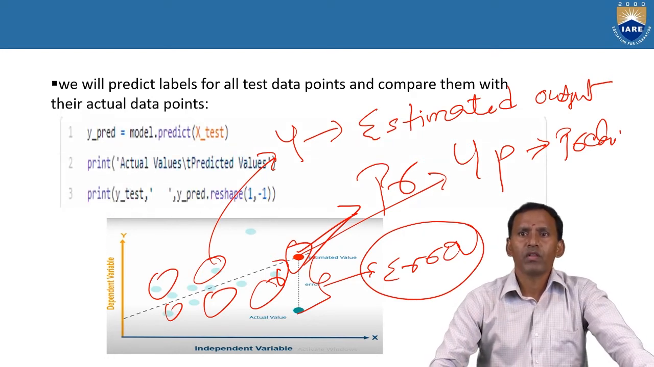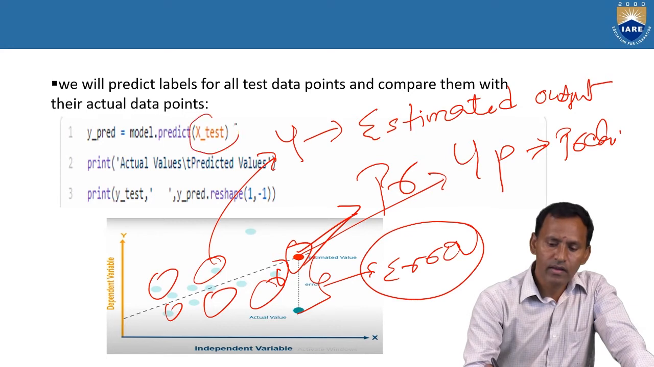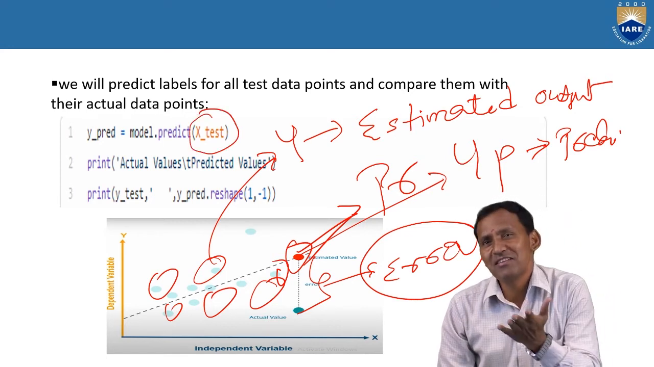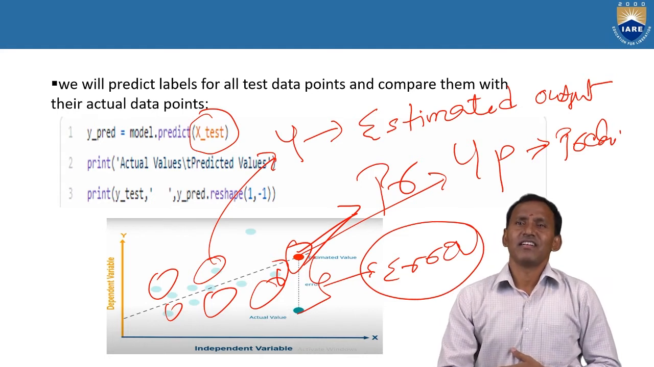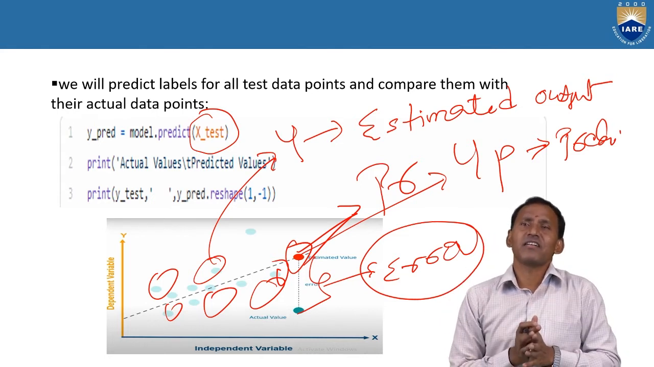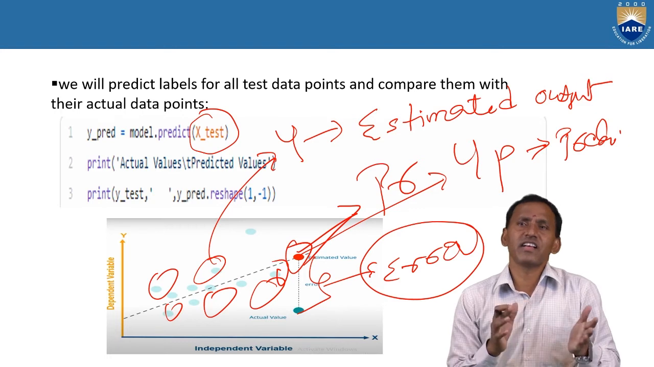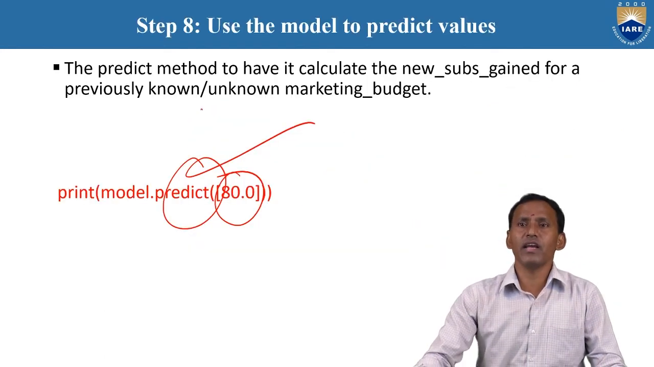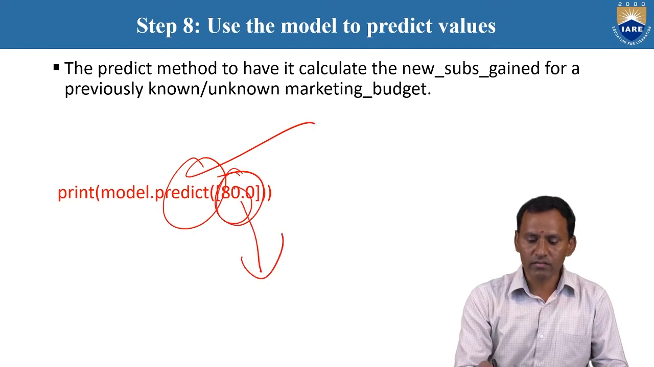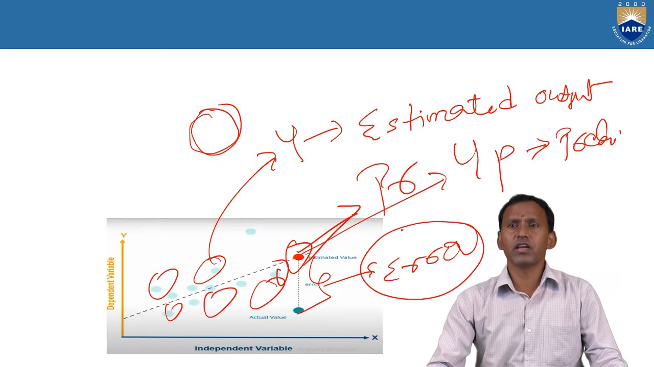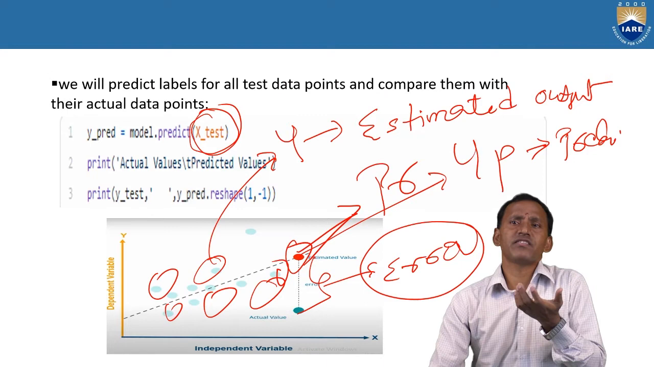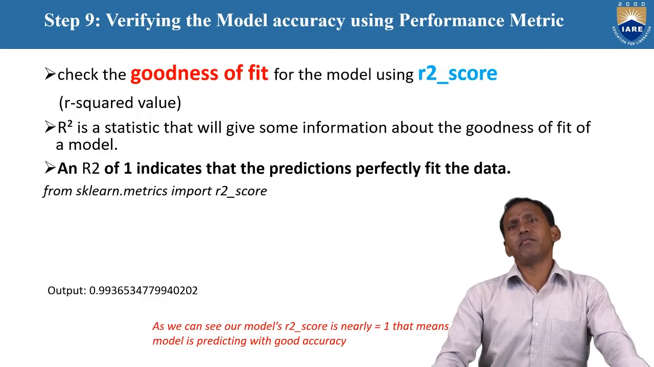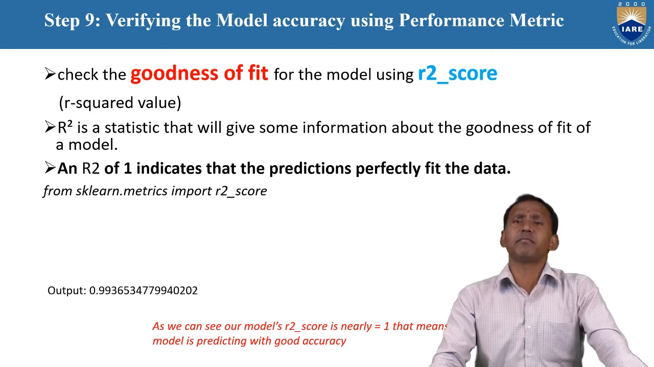The total x_test we have to give to the model. Now we are at the testing step, right? So give the entire test data. Previously I had given only one value, right? Only one value I had given. Now we have to give the entire test data. Now we have to verify the model accuracy using a performance metric.